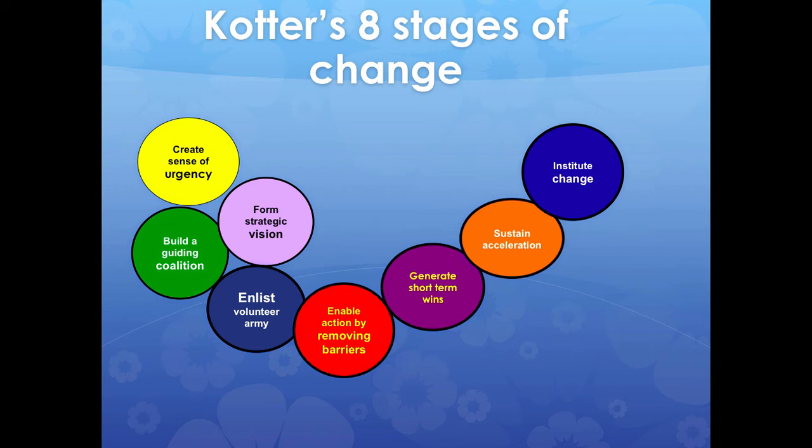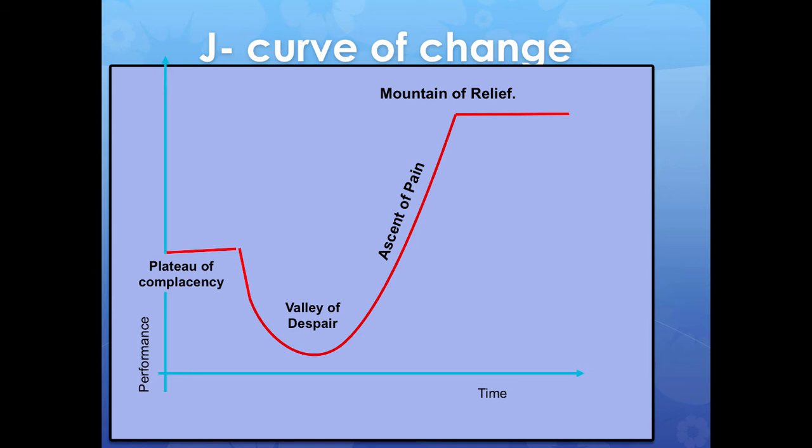And let's see how well they fit with the J-curve. So look at that for a minute. And tell me what you think. Any thoughts? What could we do to get people off the plateau of complacency?